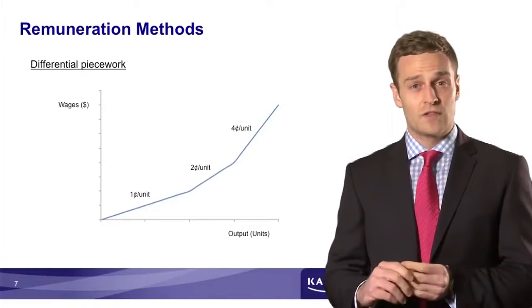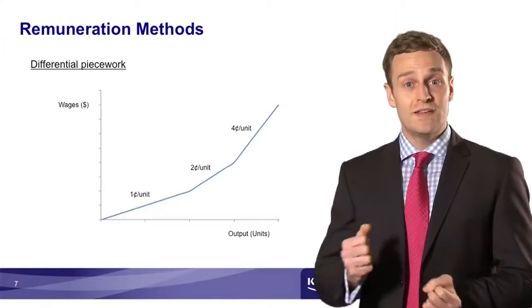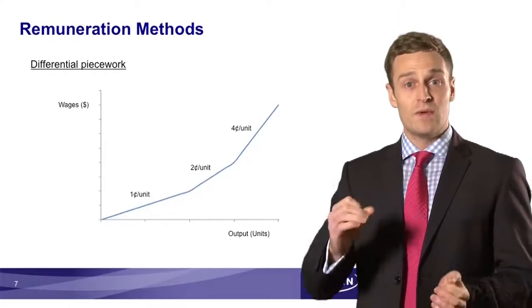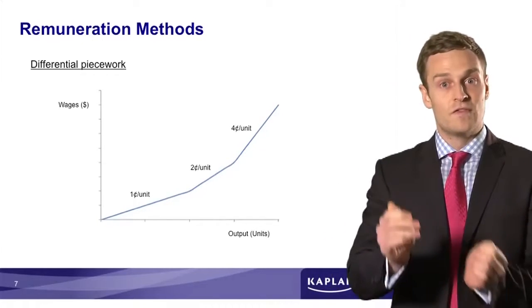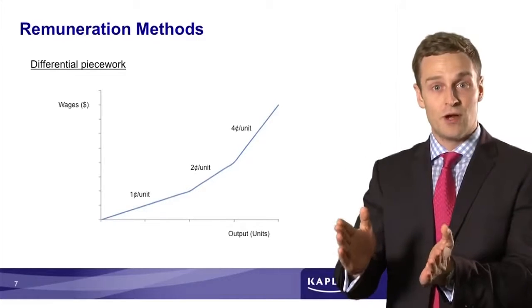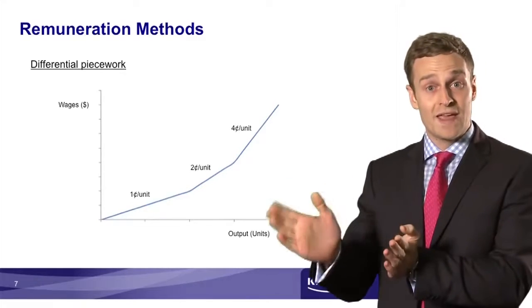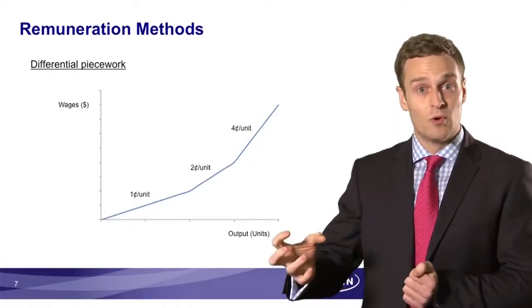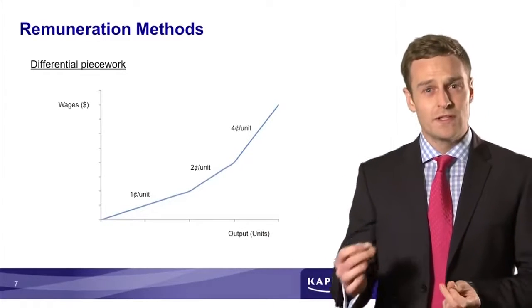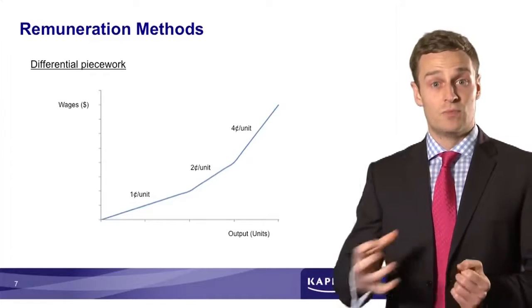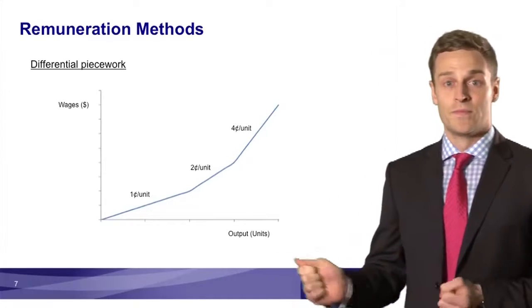Another way of paying our staff, depending on the output they produce, is called differential piecework. Maybe for the first 1,000 items you produce, you'll get paid 1 cent per item. For the second 1,000, you might get 2 cents per item. And then from then on, you may get 4 cents per item, just as an example. So the more you produce in the day, the more you're going to get paid. So it provides a nice motivation for your staff to produce things as quickly as they possibly can.